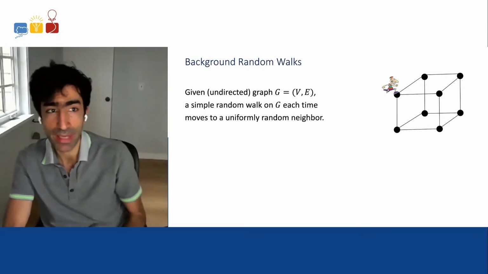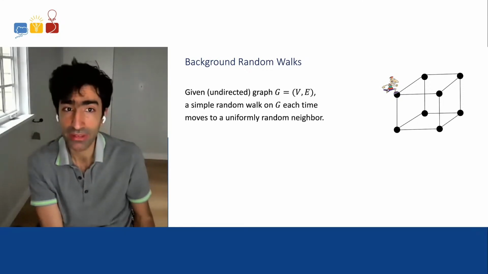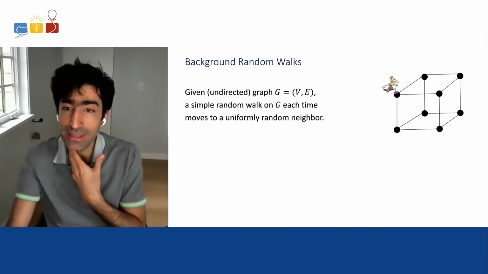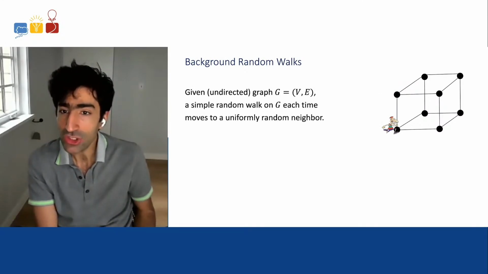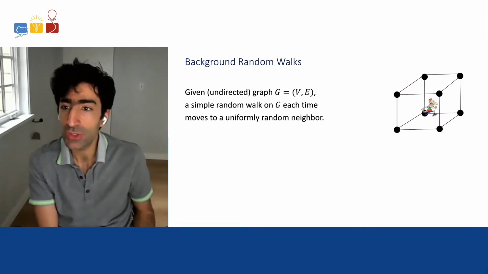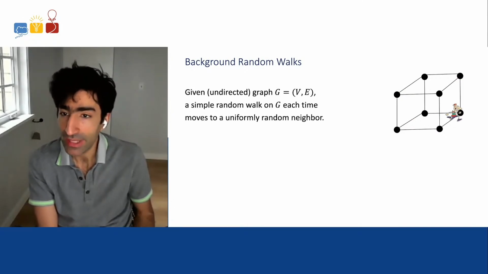So let me start by talking about a random walk. Let's say you have an undirected graph G. A simple random walk is basically a walker who starts at a vertex of this graph, and each time he goes to one of the neighbors uniformly at random. So this is a simple random walk on the unweighted graph G.